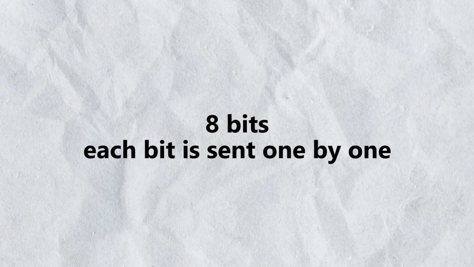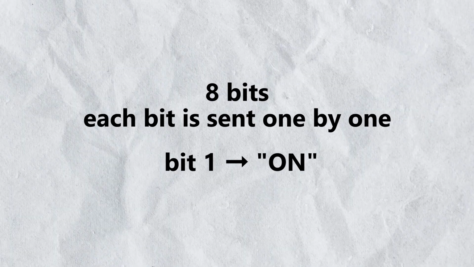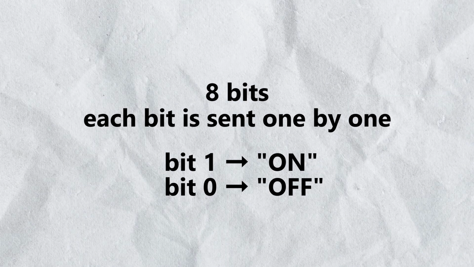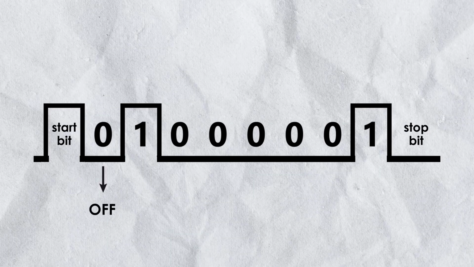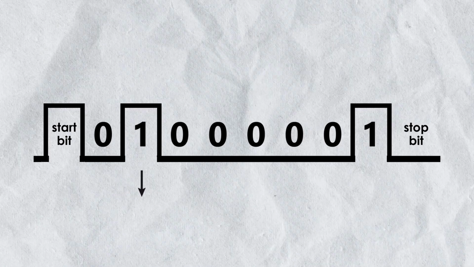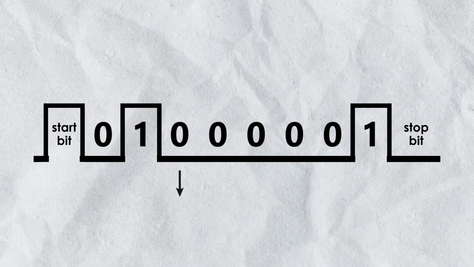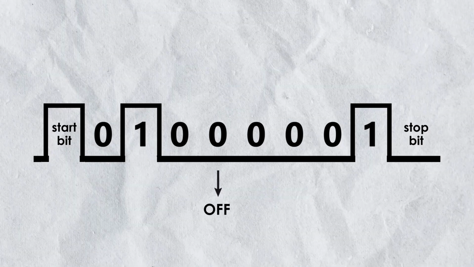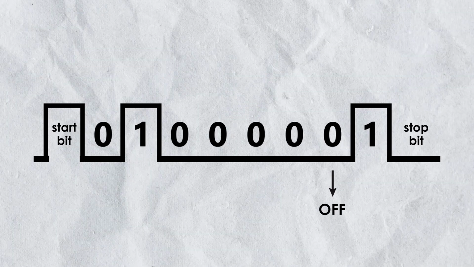Then, let's talk about the main event, the 8 data bits. For each of these bits, we're going to send them one by one. If the bit is 1, we'll turn the pin on. And if it's 0, we'll turn it off. For our example, we do something like this. Send bit 0, turn the pin off. Send bit 1, turn the pin on. Send bit 2, turn the pin off. Send bit 3, turn the pin off, etc. Each bit gets its moment to shine, and we're representing the A character by this sequence of on or off states.